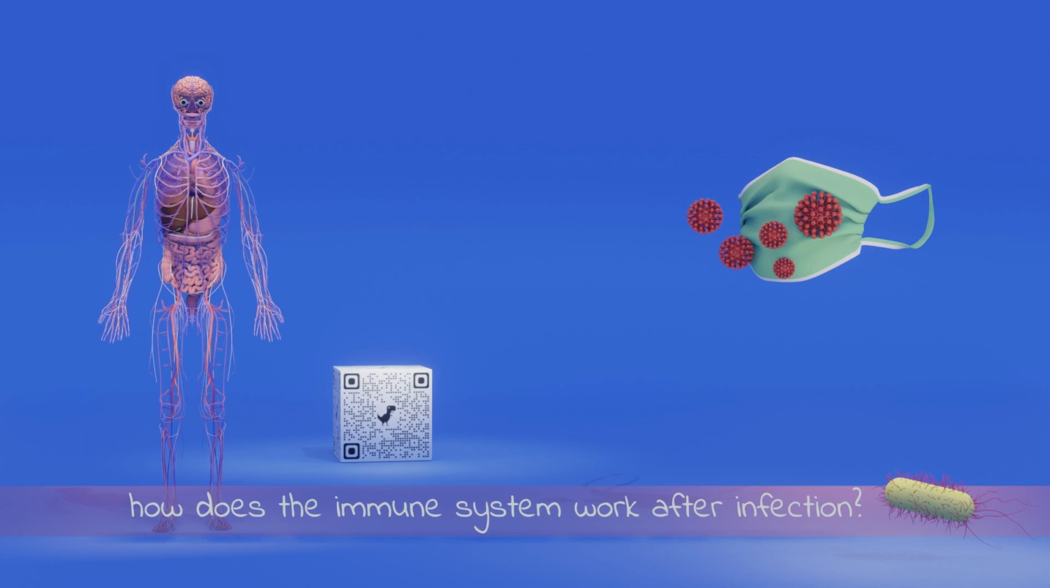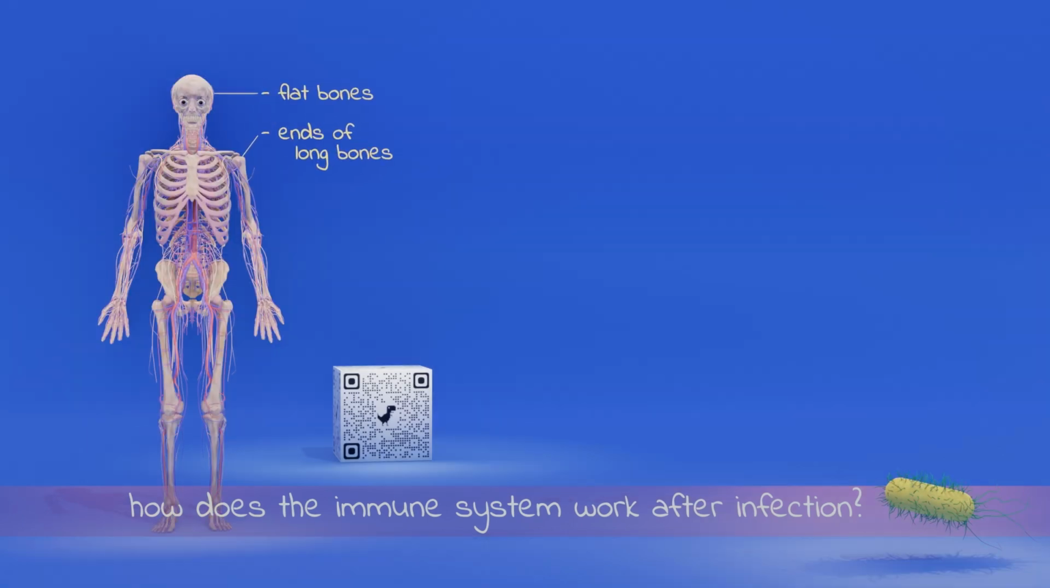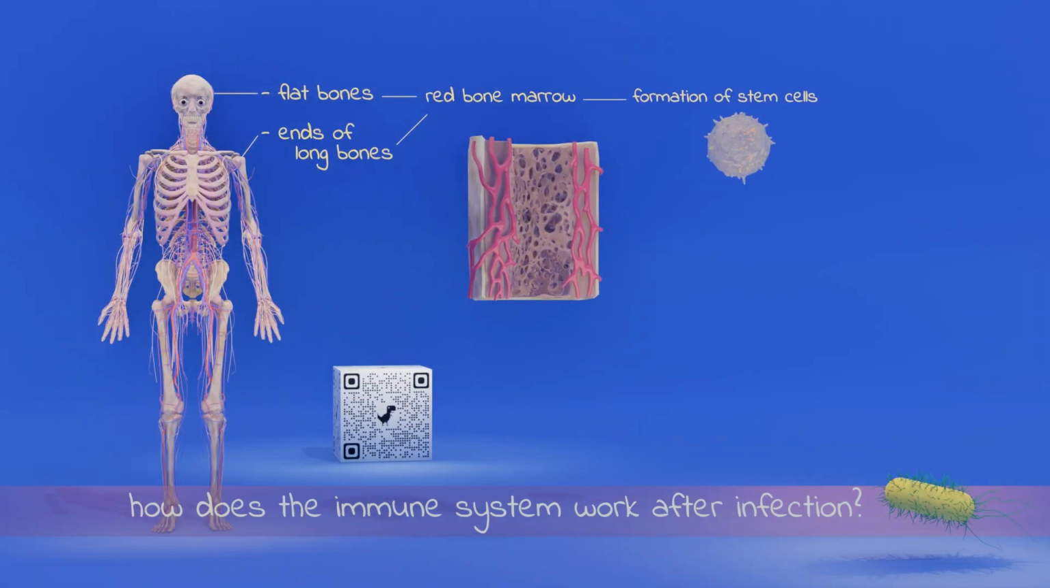And what if that happens now? Suppose a pathogen has entered your body. What can your body do? Then the white blood cells get to work. These blood cells can destroy pathogens. But of course, the white blood cells must be formed first. And that happens in the bones. This contains the bone marrow.